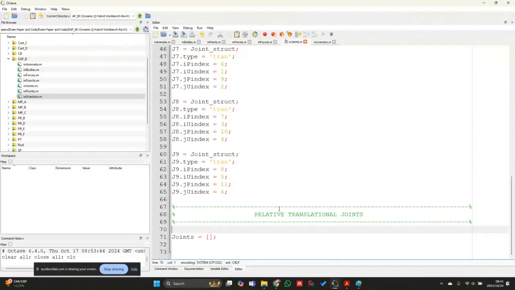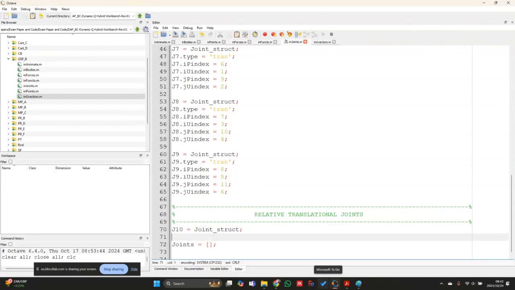Okay, so to do that, I'm going to set up joint 10. So this will be J10, which is a joint structure. J10.type is now going to be a relative translation driver. So I'm just going to use that shorthand notation for that. Then J10.IP index is the first one that I want to consider.